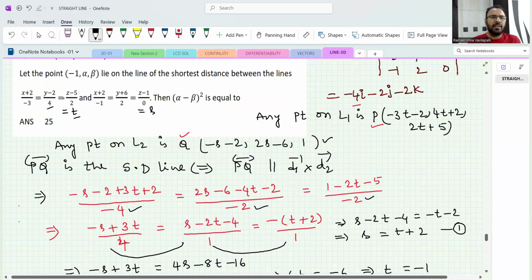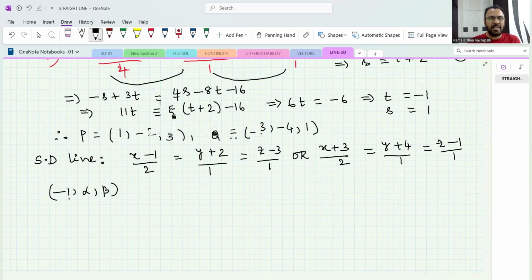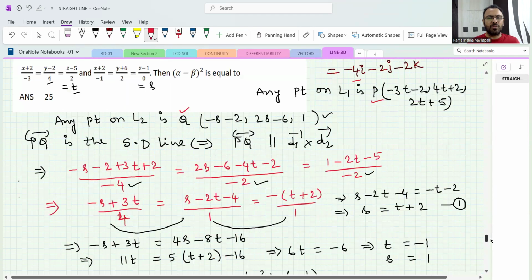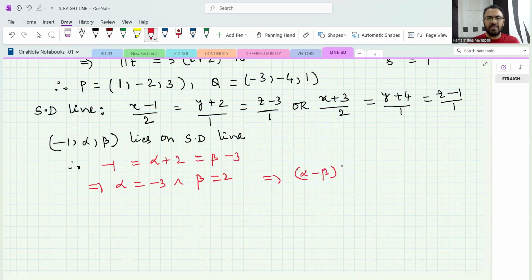Now observe, the point minus 1, alpha, beta lies on the shortest distance line. Therefore, you just substitute this point in either form of the SD line. You will get minus 1 equal to alpha plus 2 by 1, that's equal to beta minus 3. This implies alpha is equal to minus 3 and beta is equal to 2. So they are asking what is alpha minus beta whole square. Alpha minus beta whole square is equal to 25.